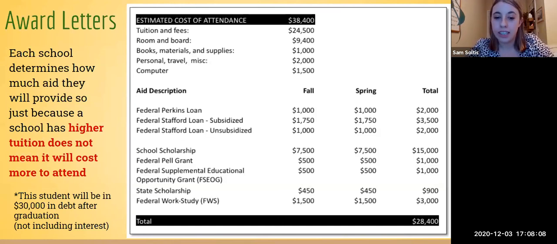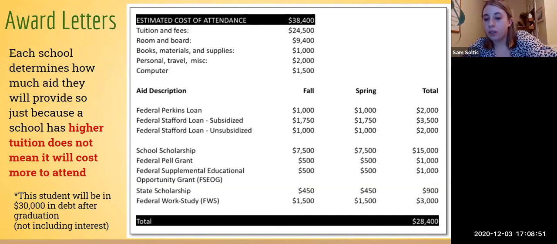So here we have just a sample award letter. We have the tuition, room and board, all of the expenses. So the estimated cost of attendance is $38,400. And then it breaks down all of the aid for you. So you have all your loans, scholarships, grants, and everything. And the total on the bottom, the $28,400, that is how much aid you have been given. So if you see the difference, the 38,400 and the 28,400, that means that the student, in addition to all of their financial aid, will still owe $10,000 or $5,000 per semester.